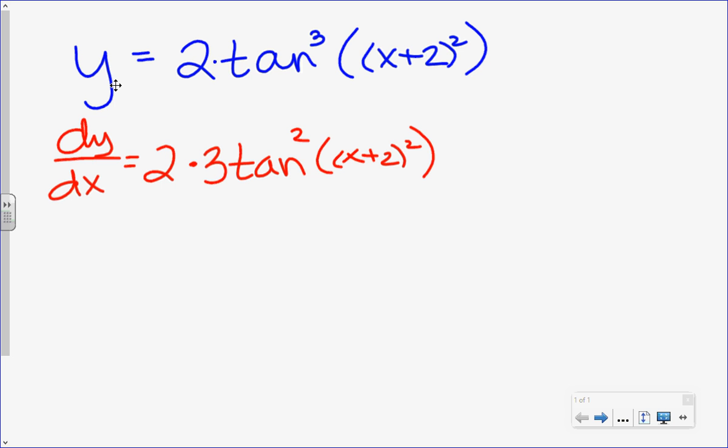Okay, then what do we need to take the derivative of? Inside of our cubic function was tangent. So what's the derivative of tangent? So secant squared, where we keep the inside. And then we still have something inside of secant, and so we have to take that derivative.